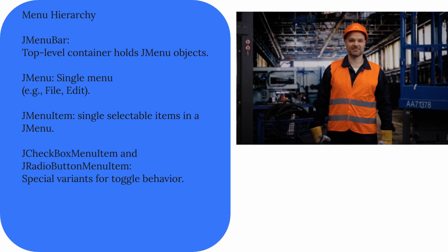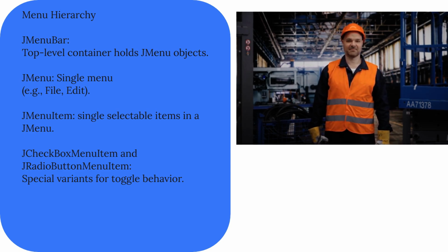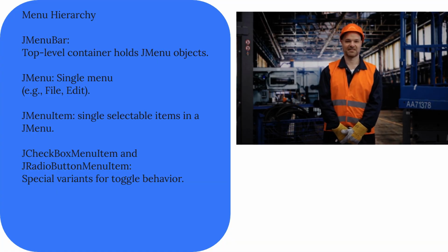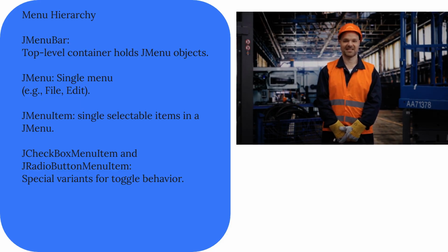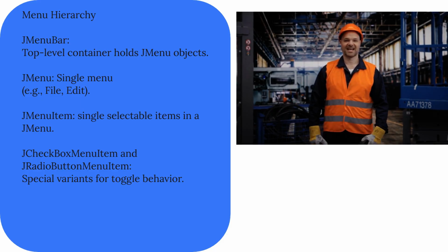Here's the menu hierarchy. JMenuBar is the top-level container which holds the JMenu objects. JMenu is what represents a single menu, for example, File or Edit. And JMenuItem is what represents individual selectable items in a JMenu. Finally, both JCheckBoxMenuItem and JRadioButtonMenuItem are special variants for toggle behavior.